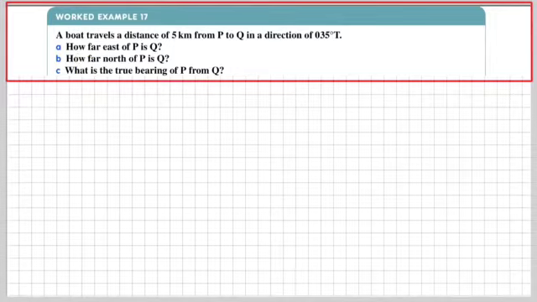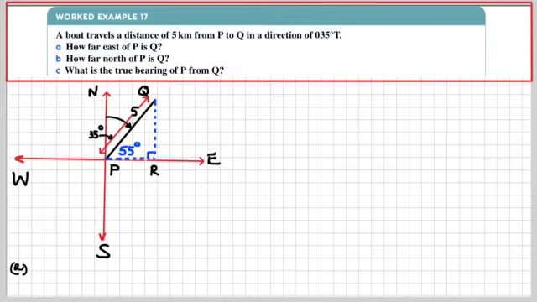Let's do A and B first, alright? So, here's the diagram. You always draw a diagram, guys, always, so that you know clearly what you're dealing with. So, okay, we went on a bearing of 35 degrees true. That's from the 12 o'clock in a clockwise rotation. That's 35 degrees. Therefore, and this line here, we went 5 kilometres, right, from P to Q in that direction, defined by that 035 degrees true.